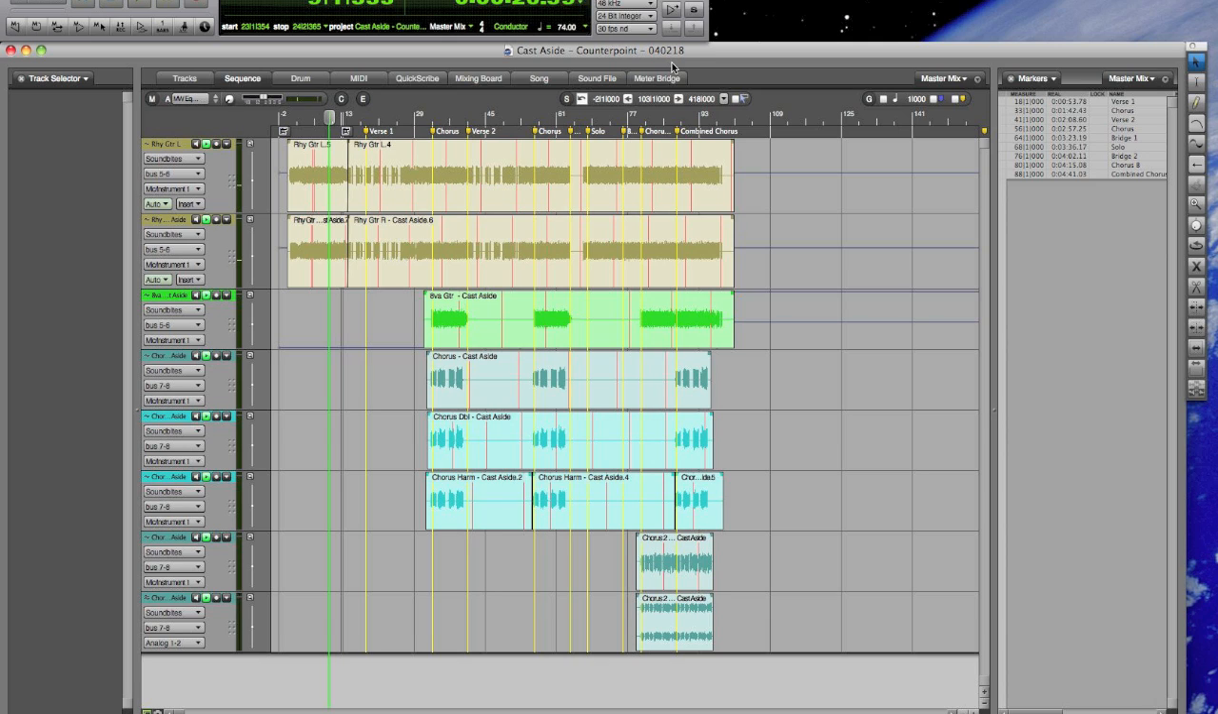So there it is, right there at the very beginning. There's nothing else distracting you from hearing that part and being able to recognize it when it comes back. The next part that I introduce is the chorus, and that sounds like this.